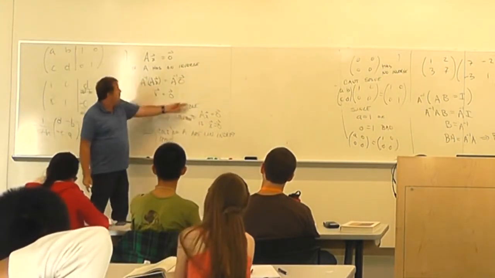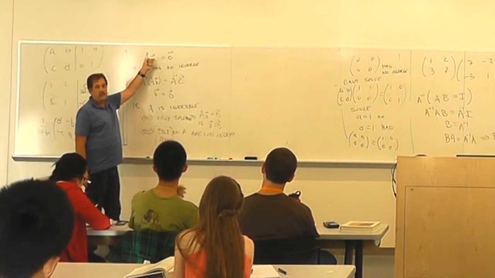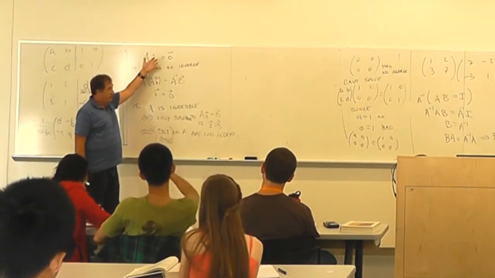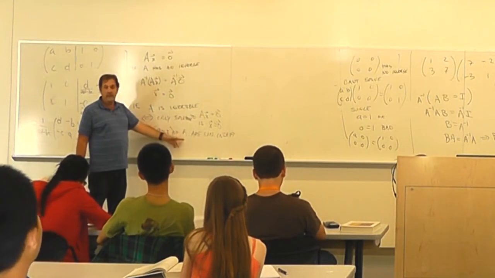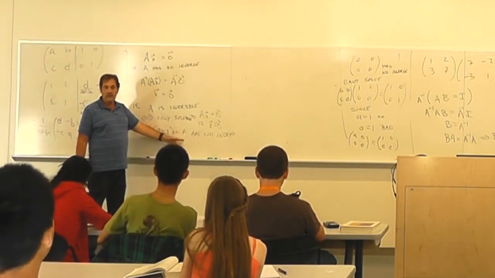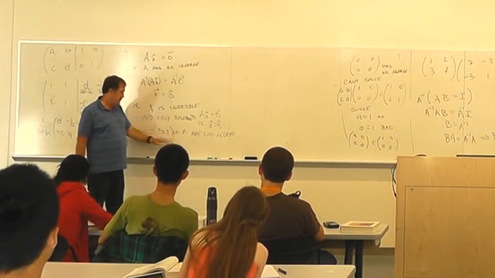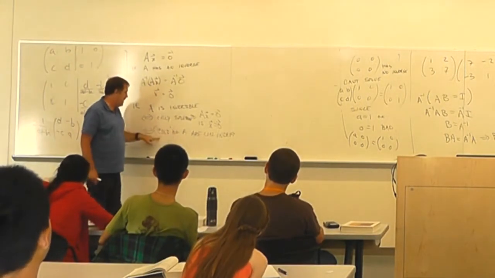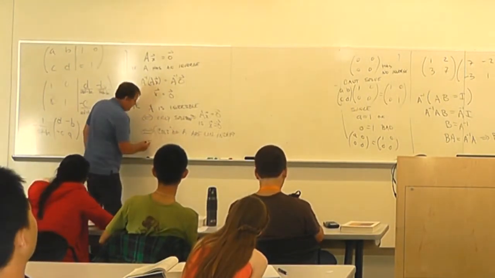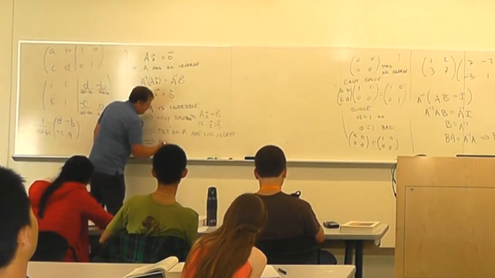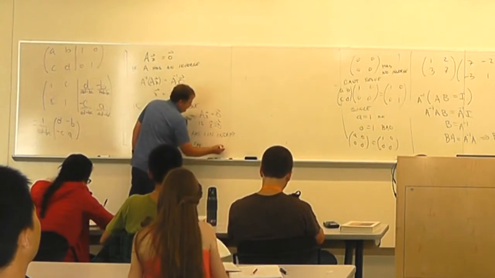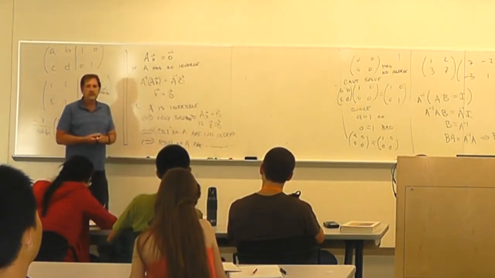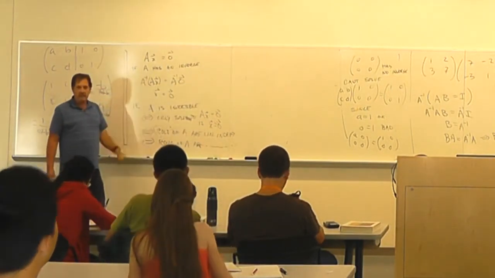The only solution to this equation is the zero vector. That makes sense. But that's the same as saying that the columns of A are linearly independent vectors. And then this is the same, I didn't prove this, but the same as saying that the rows of A are linearly independent vectors. So all of these things are the same.